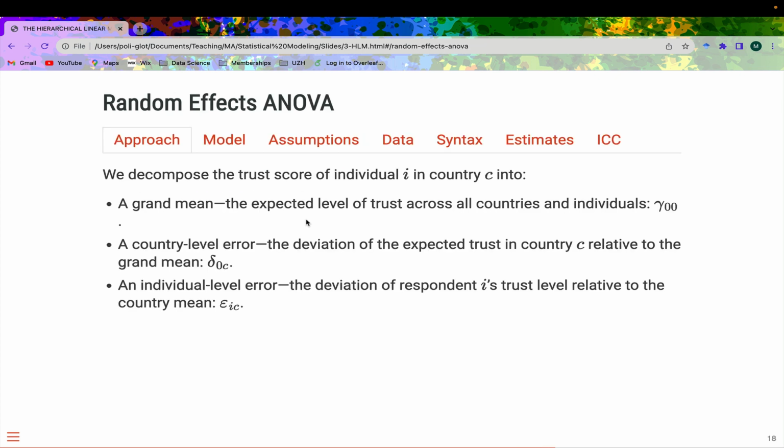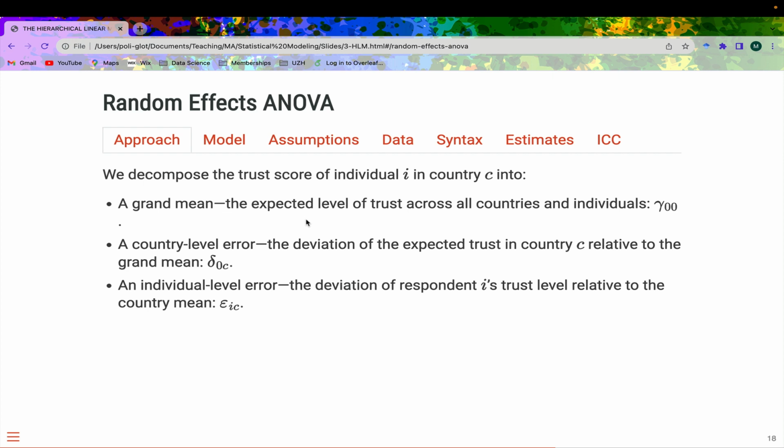Now, the very simplest model that we can come up with is a model that simply decomposes the trust score of individual i in country c into a couple of components. That is essentially the random effects analysis of variance model. So what are those components?